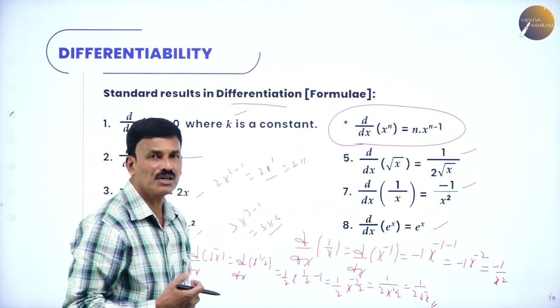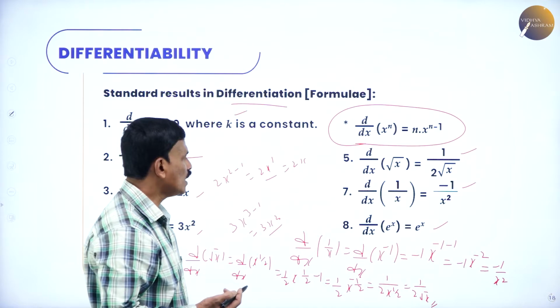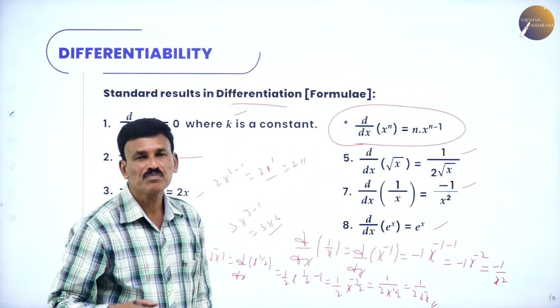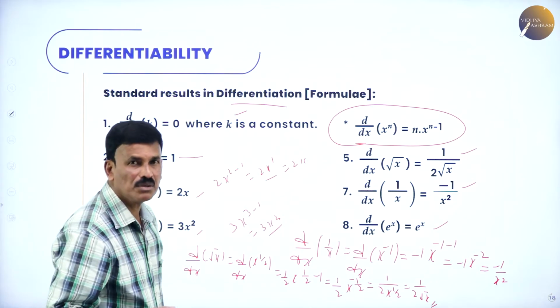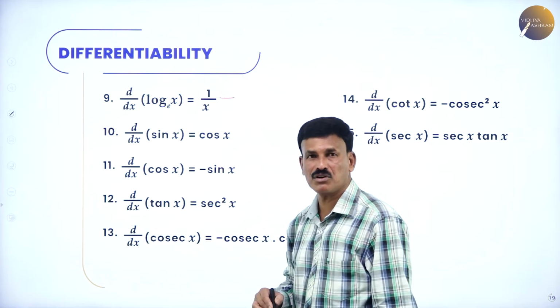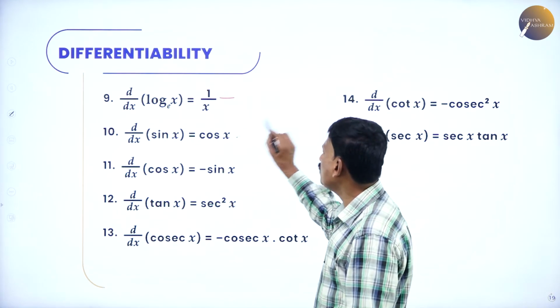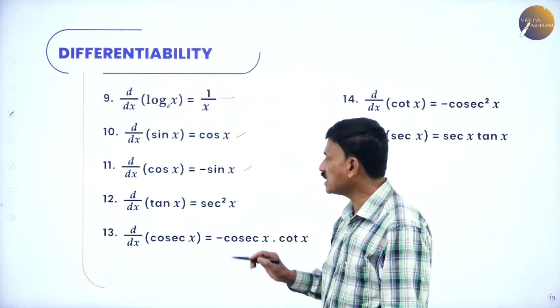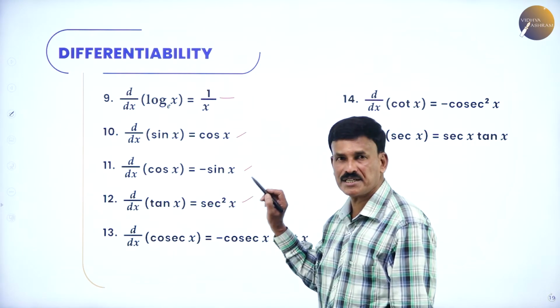d by dx of 1 over x is minus 1 by x square. And d by dx of e to the power of x is e to the power of x itself. And for some other functions, d by dx of log x is 1 over x. Differentiation of log x to base e is 1 over x. d by dx of sin x is cos x. d by dx of cos x is minus sin x. Differentiation of tan x is secant square x.